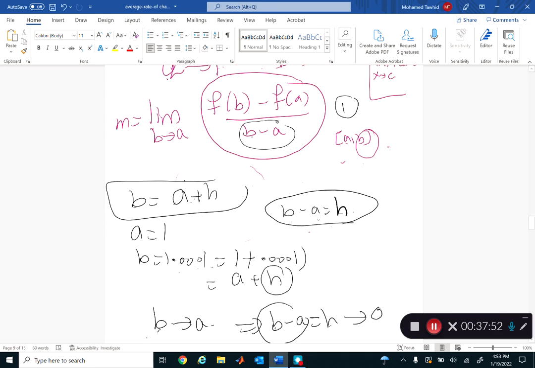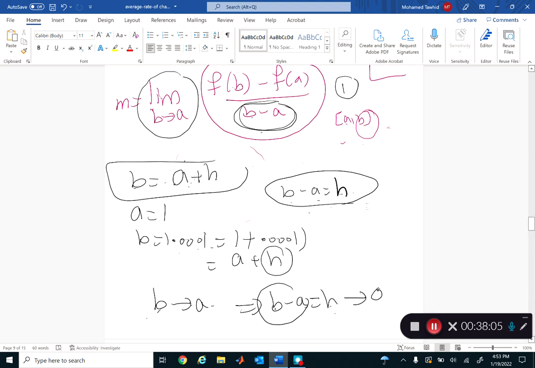So I'm going to replace, what is b minus a here, guys? It will be h. B minus a will be h. F of b, what is your b? A plus h. So, and what is the limit here? The limit, b very close to a means your h is close to 0.